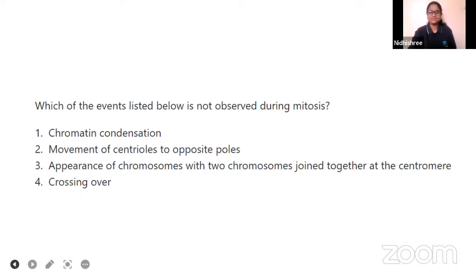See here. I read option C twice. Appearance of chromosomes with two chromosomes joined together at the centromere. Guys, whether chromosomes join together at the centromere or chromatids join together at the centromere? Yes, anyone? Guru Sid answered option D. Okay, good. Two heart, one soul. Option A. What a name. Yeah. Padmasri, option D.